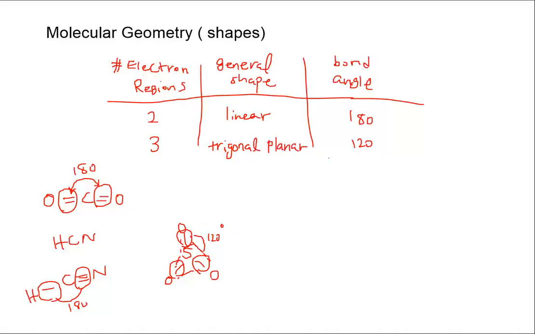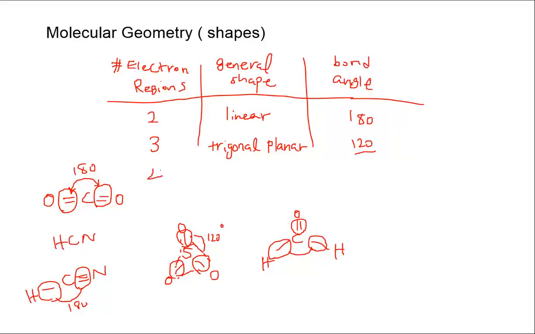Another example we can make for 3 electron regions is a molecule like this. Here carbon has a double bond with oxygen and a single bond with hydrogen, and another single bond with hydrogen. Again, we have 3 electron regions here. 3 electron regions make it a planar molecule, and the angles are roughly 120. It may be a bit less than or greater than 120, but this estimation of 120 is good enough.